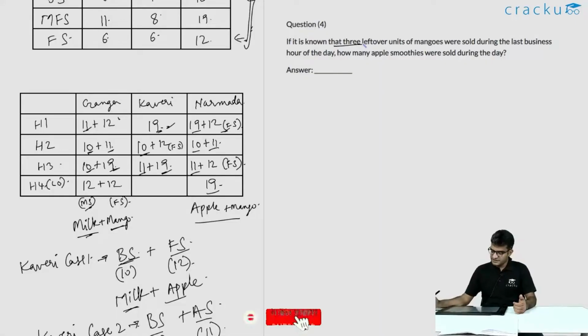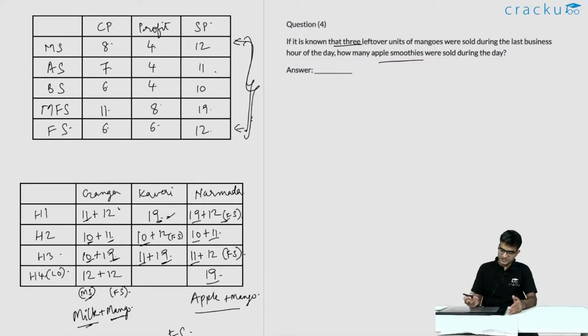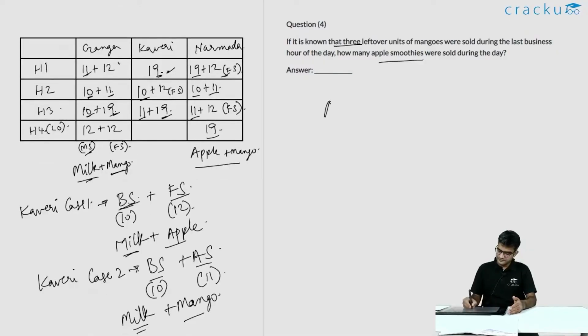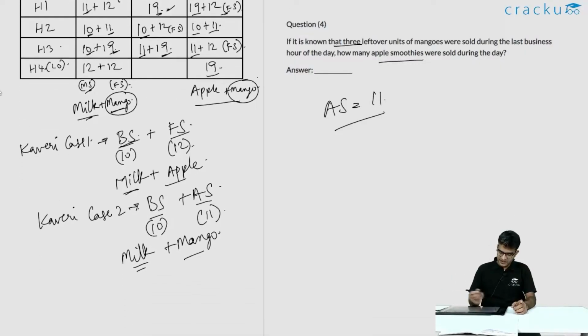If it is known that 3 leftover units of mangoes were sold during the last business hour of the day, so there are 3 mangoes which were sold in the last business hour. How many apple smoothies were sold during the day? Apple smoothie, just to remember, is 11. We know that Ganga sold 1 mango, Narmada sold 1 mango. These 2 are confirmed. This would imply that the number of leftover mangoes with Kaveri has to be equal to 1. That would mean that it is option B.